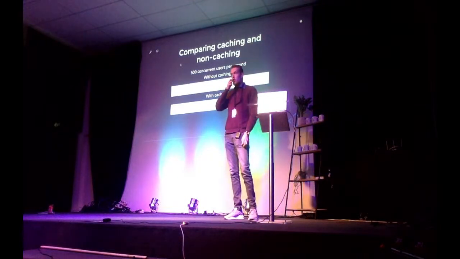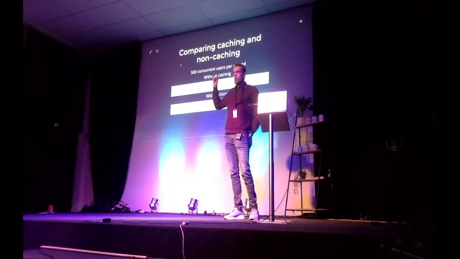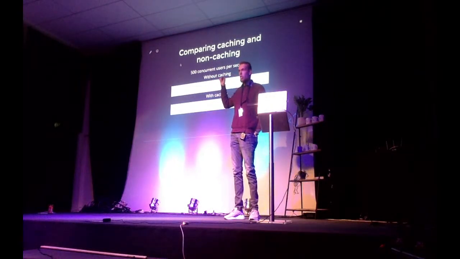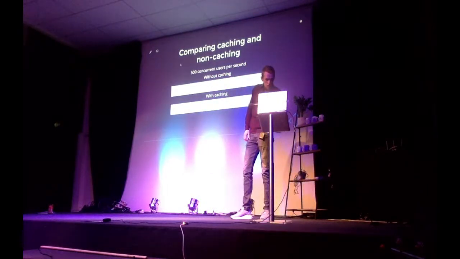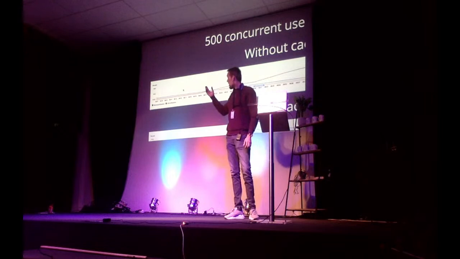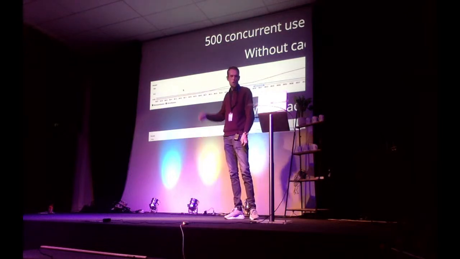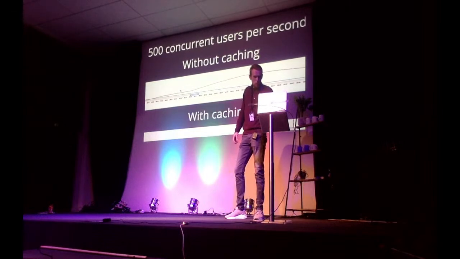I ran a test on one of our servers. This is 500 concurrent users per second. That means every second 500 new users come in. This is the load of the server that was on it. As you can see, it's at 89%, which is not quite good for a server, and it's running constant.